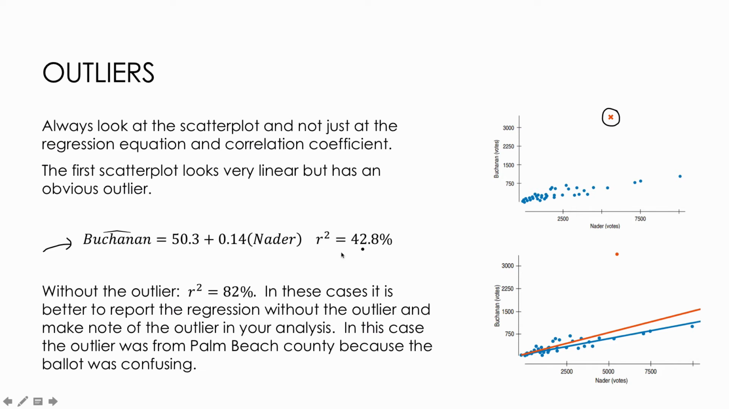But then if we actually take out the outlier and just make a regression equation based on all of the blue dots and not the red dot up here, now all of a sudden we have an r squared value of 82%, meaning 82% of the variation in Buchanan votes is accounted for by Nader votes. So obviously this is a much stronger model, and we're able to do that by taking out just that one data point.